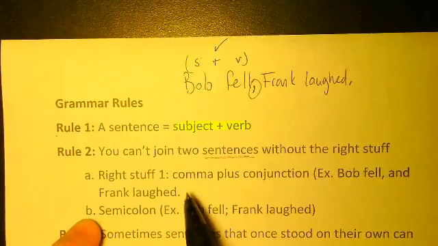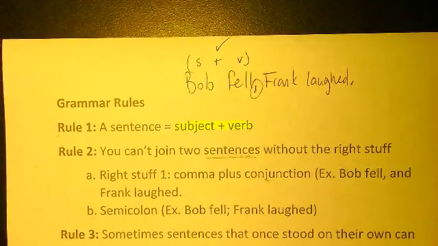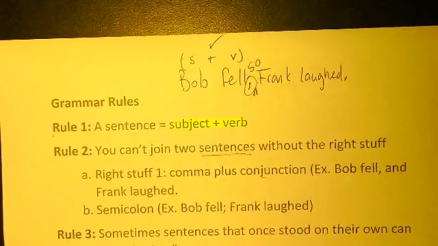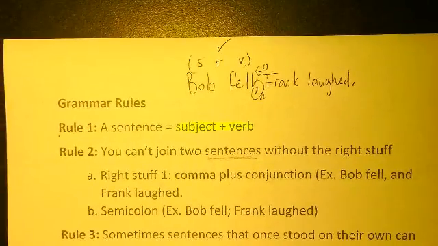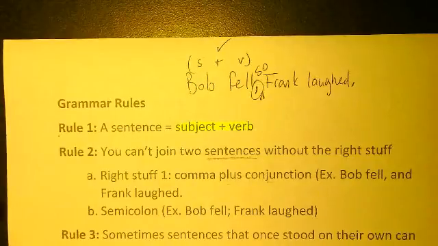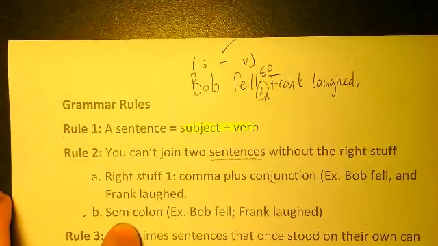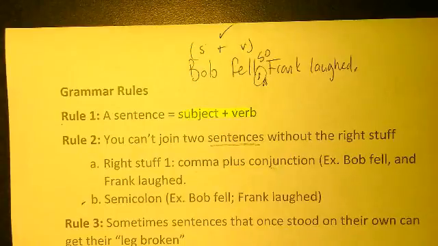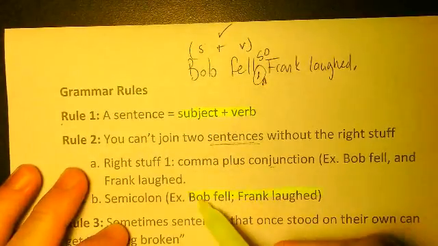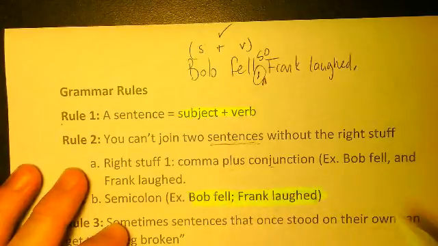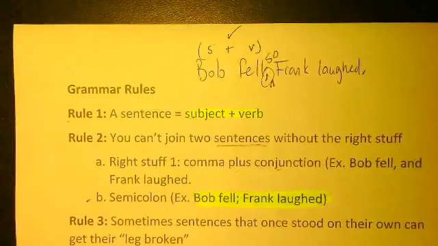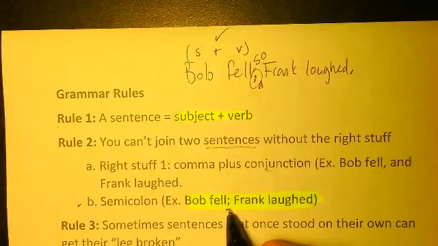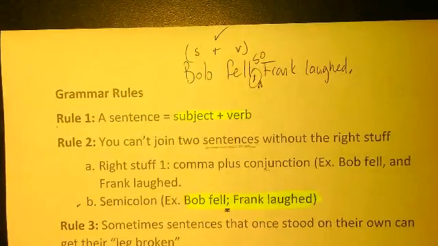Well, the one we talked about before was a comma plus a conjunction. If I put the word so as my conjunction, Bob fell, so Frank laughed, I'm actually okay. I'm now joining those sentences together. Well, today we're going to talk about the second thing we can do to join these two sentences together, and that is to add a semicolon. As I said right here, let me highlight that for you so you can see it even clearer than before. Bob fell, semicolon, Frank laughed. Because it's funny when people fall. But anyway, now that I've got the semicolon here, I am joining those two sentences together the correct way.